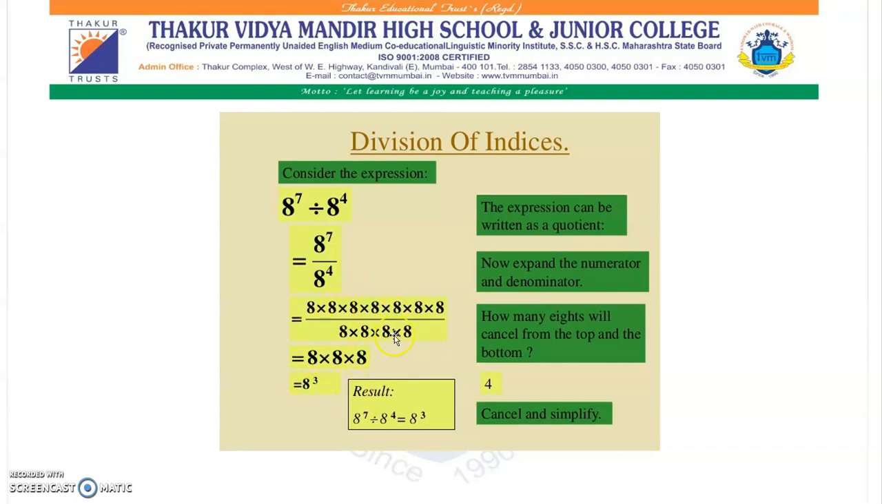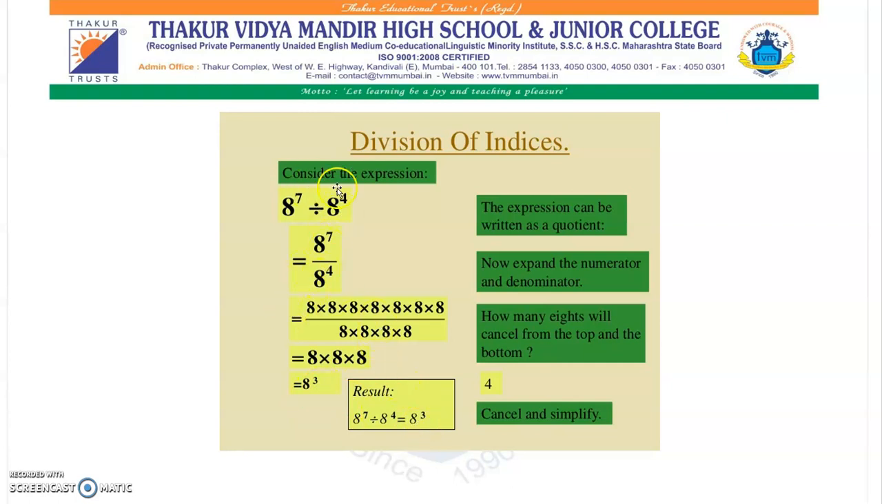How many 8s will cancel from top and bottom? Cancel them. The remaining is 8 into 8 into 8. So how many times is the 8 remaining here? 3 times. So the power of 8 will become 3. So our answer is what? 8 raised to the 3.